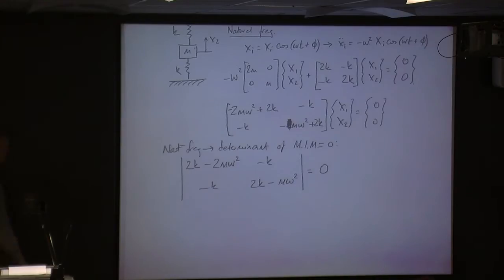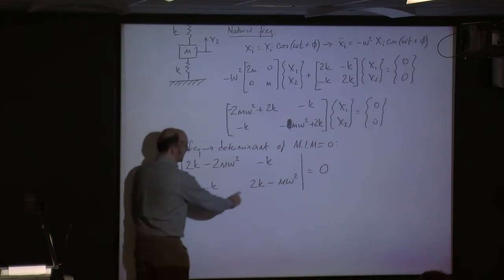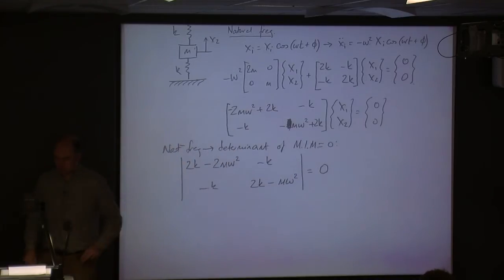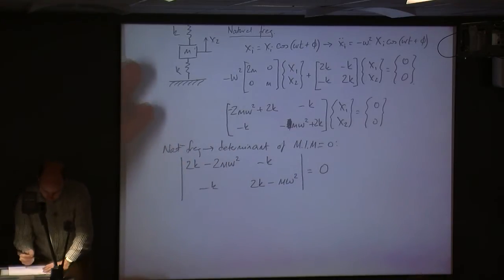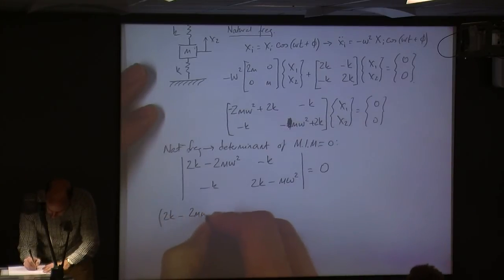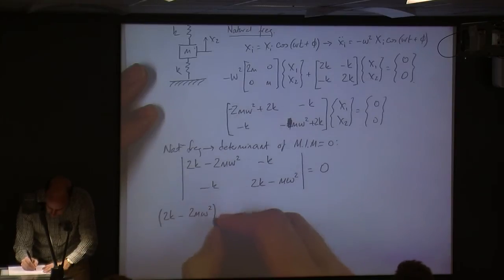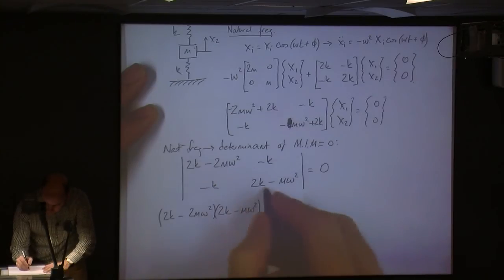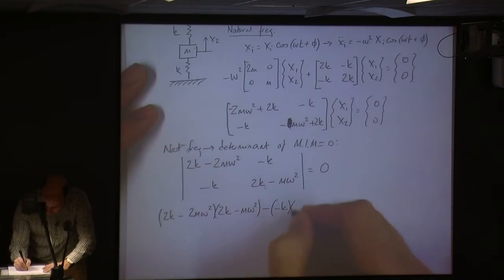So, to find the natural frequencies, we need to find the determinant of the mechanical impedance matrix, MIM, and that must equal 0. And so, we can do that. So, if we take 2k minus 2m omega squared, which is this term, multiplied by this term, 2k minus m omega squared, those two terms minus, then these two terms that multiply together, minus k, equals 0.